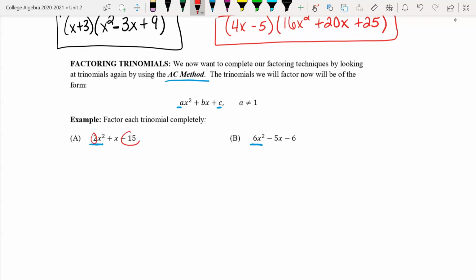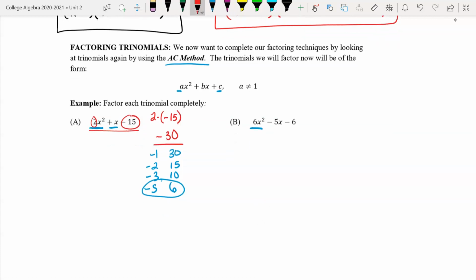You take 2 times negative 15 to get negative 30. Now let's list the factors of negative 30. I'm looking for them to add up to that middle number right here. So I want the bigger number to be positive. So if I do negative 1 and 30, negative 2 and 15, negative 3 and 10, negative 5 and 6. Well, this right here adds up to that positive 1 that I'm after.